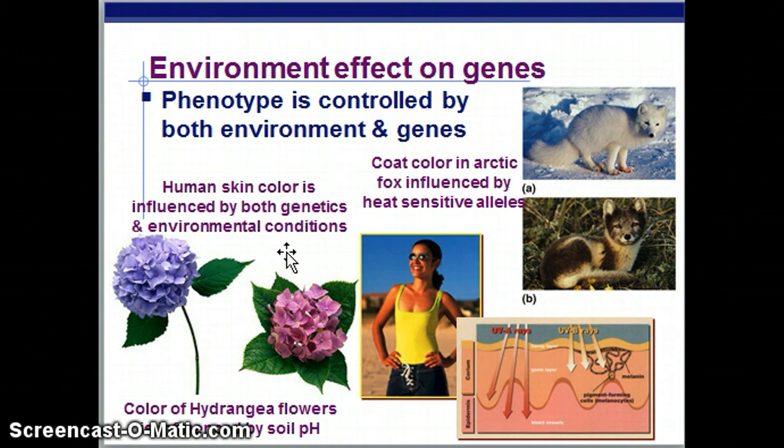So if I were to go lay out in the sun all summer, I would come back to school very darkly tanned. That is caused by the melanin and the UV rays actually interacting with that melanin and causing more of that skin color to show or to be produced.